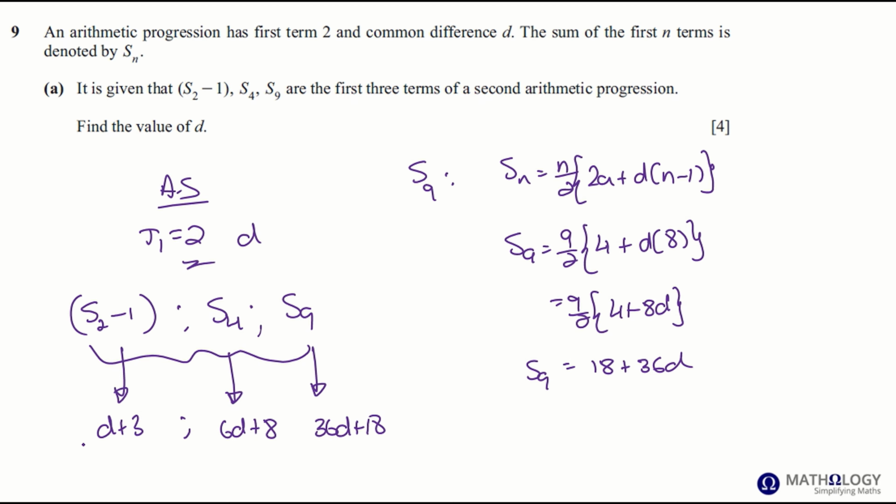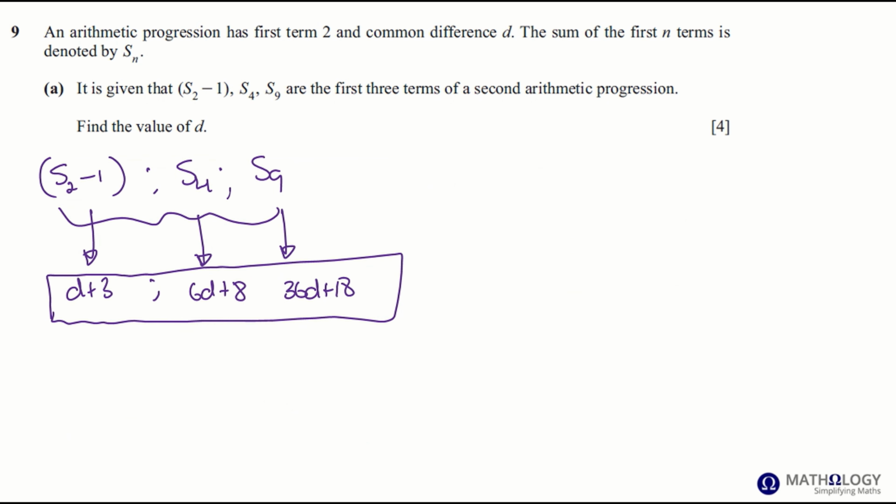Now that we have the first 3 terms of the second arithmetic progression, we can now solve for d. Arithmetic progression has a constant first difference, so that means that term 2 minus term 1 equals term 3 minus term 2. So 6d plus 8 minus (d plus 3) equals 36d plus 18 minus (6d plus 8).